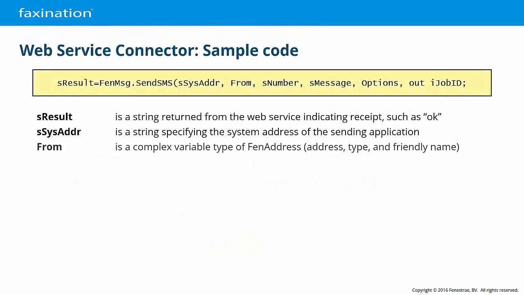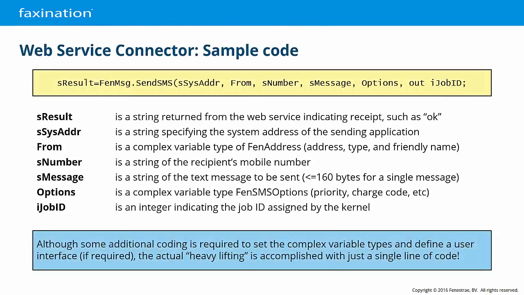Here's an example of how you would send an SMS text message via web services. SMS is just simple text, so you don't need to work with binary encoding for file attachments. SResult is a string returned from the web service indicating the receipt, such as OK. S system address is a string specifying the system address of the sending application. From is a complex variable of type fin address, which includes the address, the type, and a friendly name.